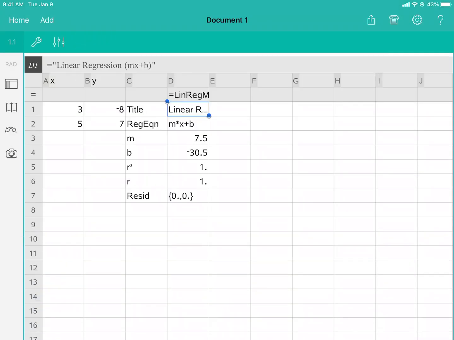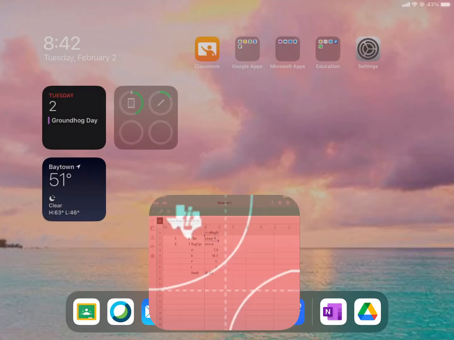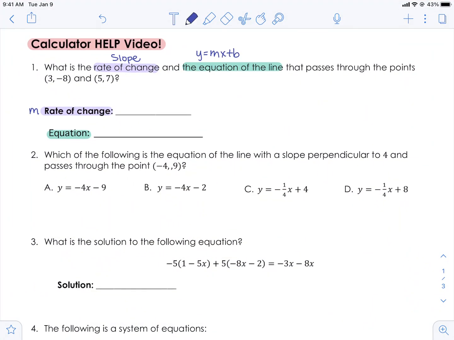I hit OK. So I'm wanting to find the slope and the equation of the line, so I do need m and b. So the m is 7.5. B is -30.5. So my rate of change is 7.5. My equation, y equals 7.5, because that's my m, x minus 30.5, because that was the b value given. Okay, so we have to make sure when we write that equation, it has an m and a b, and you also have the y equals and the x next to the slope.